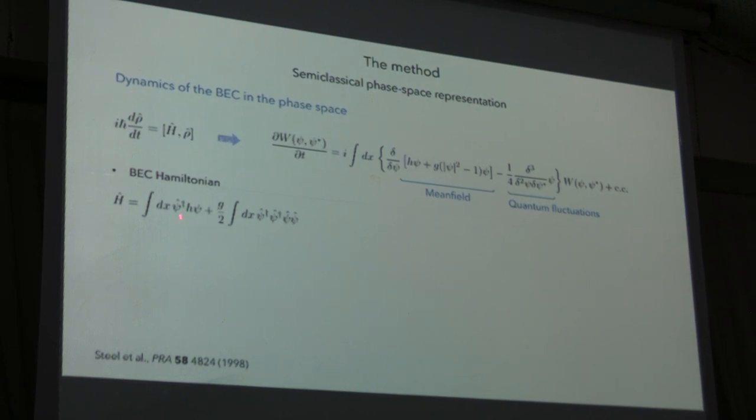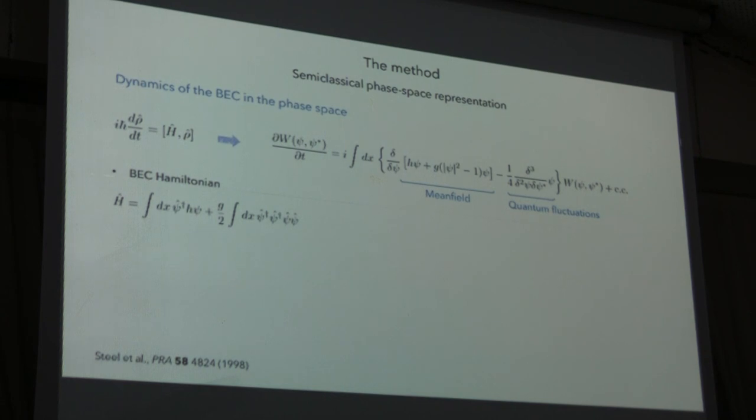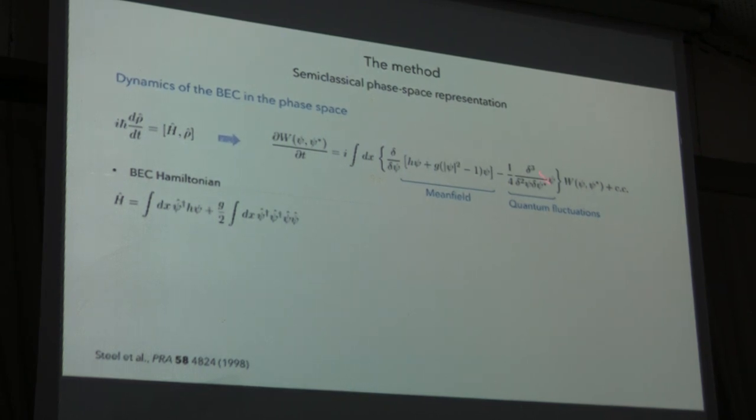The BEC Hamiltonian is composed of a kinetic term plus a term that takes into account the interactions between atoms, and this is the result in the Wigner picture. So you see that this is an integro-differential equation in which there are two main terms. The first one accounts for mean field effects of the dynamics. The second term instead, which is a third order derivative of the field, accounts for strictly quantum effects.